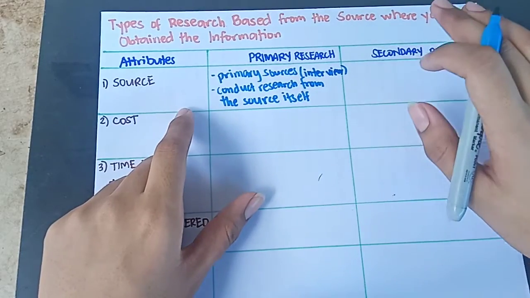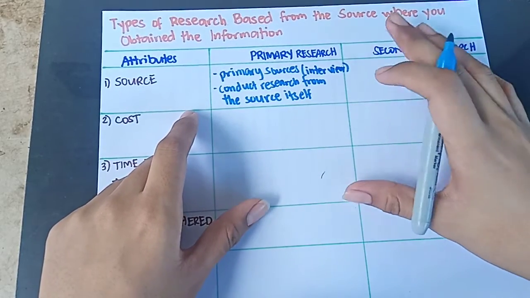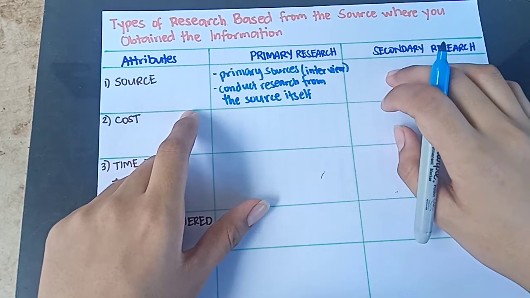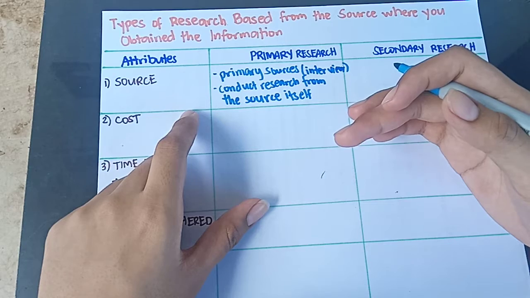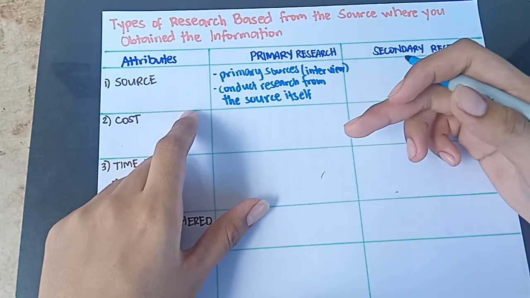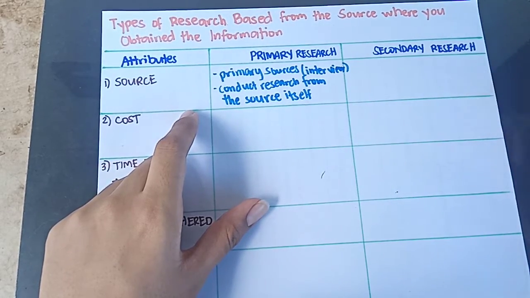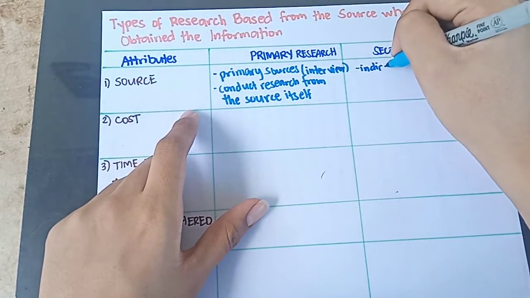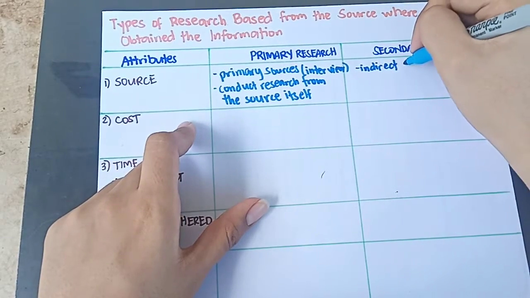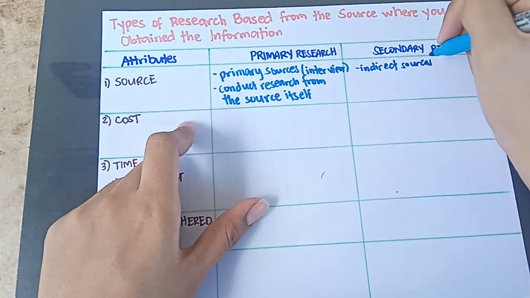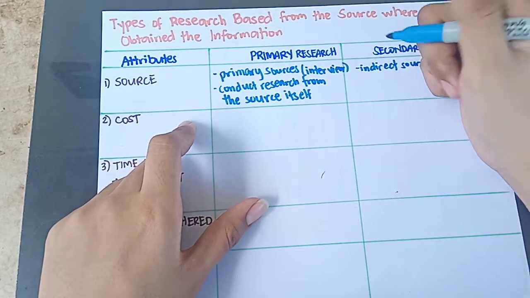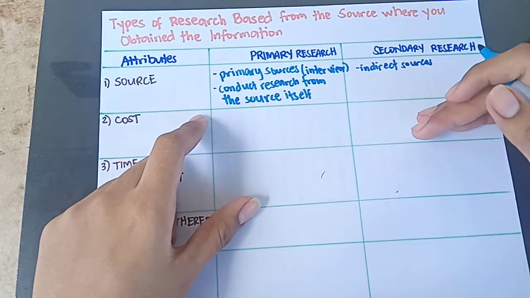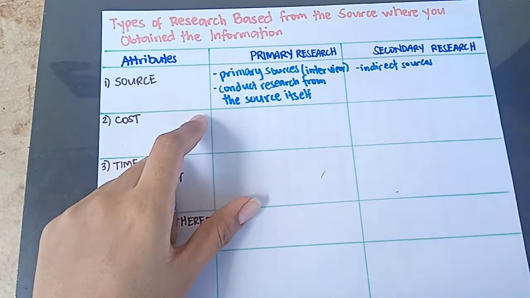However, in secondary research, the basis of some data collected is from someone who had got it from some source. So, meaning to say, it came from indirect sources or secondary sources. The basis of the data came from someone who had got the information from other sources.